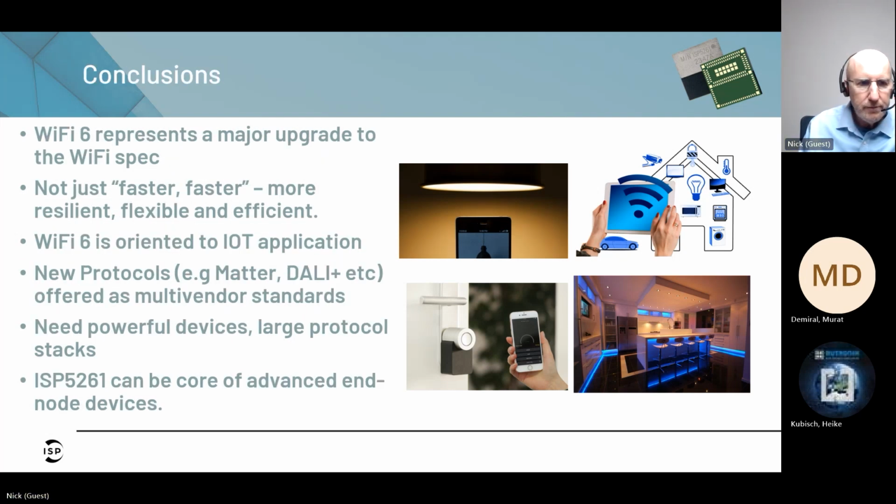So, including Wi-Fi 6, is quite a significant upgrade to the Wi-Fi spec, but it's not one about speed fundamentally. It is about making Wi-Fi more resilient, more flexible, and more efficient, especially in power consumption terms. I think this points it clearly in what one could describe as the IoT space, vague though that term can be.